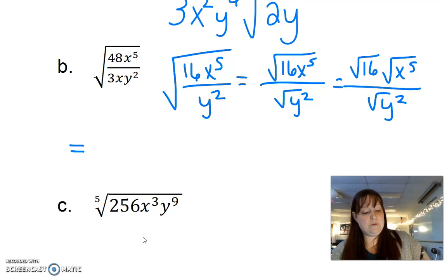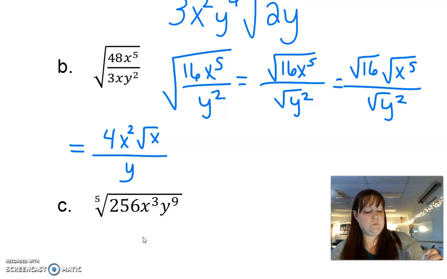And then we know the square root of 16 is 4. The square root of x to the 5th would be x squared, and there'd be 1 x trapped still in there because there's 2 groups of 2 that could come out. And then 1 x stays trapped, and the square root of y squared is just y.